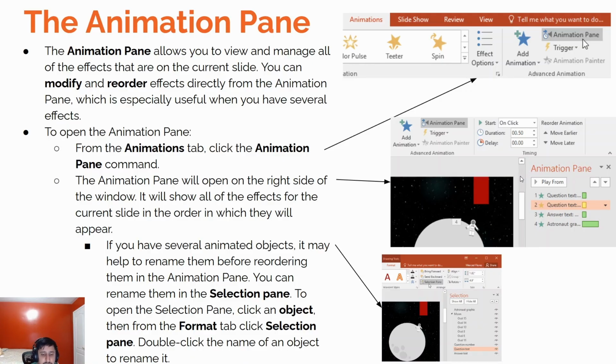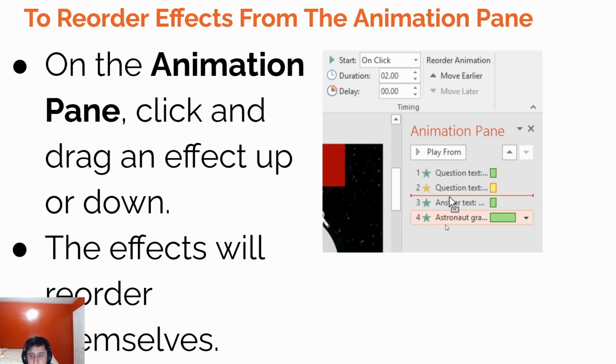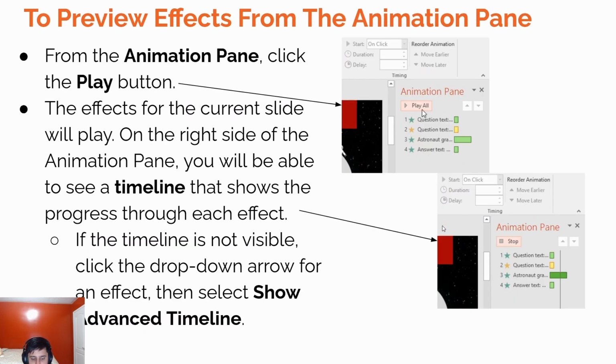To open the selection pane, we click an object, then click the Format tab, then click Selection pane, right? So right here in the Format tab. Then on the animation pane, we can click and drag an effect up and down to reorder an effect from the animation pane, and it will reorder itself, right?